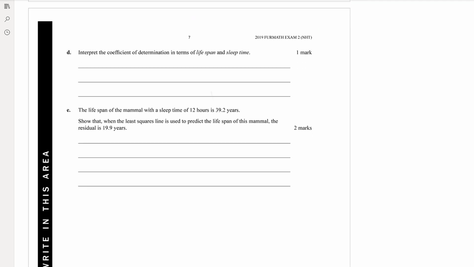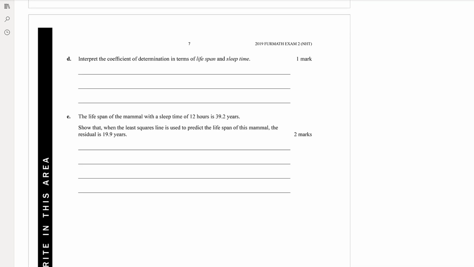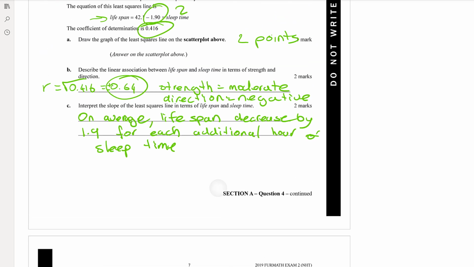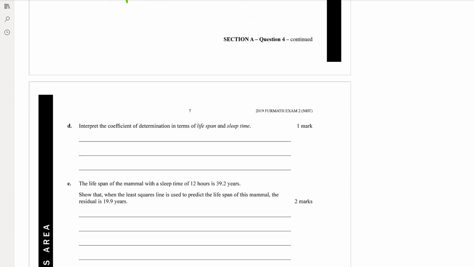So that leads on to D. Interpret the coefficient of determination in terms of lifespan and sleep time. Now, again, this is a statement you should have in your summary book. It's going to say the percentage in the variation in the response variable can be explained by the variation in the sleep time. So what does that mean? I take that 0.416 and I convert it to a percentage, so I multiply it by 100.